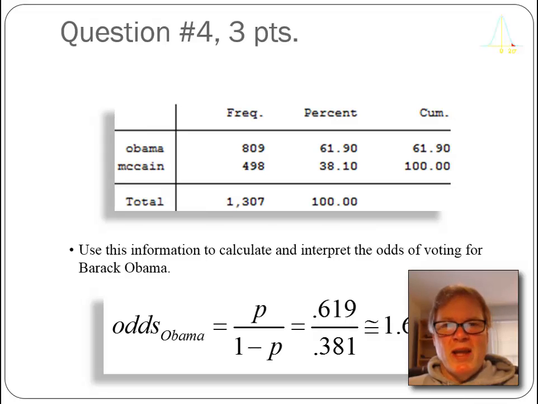1-to-1 odds is chance, 50-50. Anything greater than 1 implies greater than average chance, and anything less than 1-to-1 is less than average chance of that event occurring.